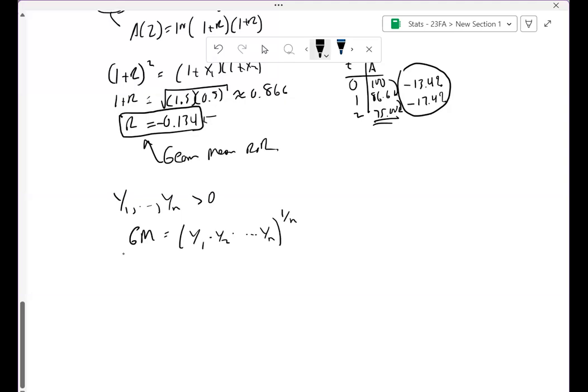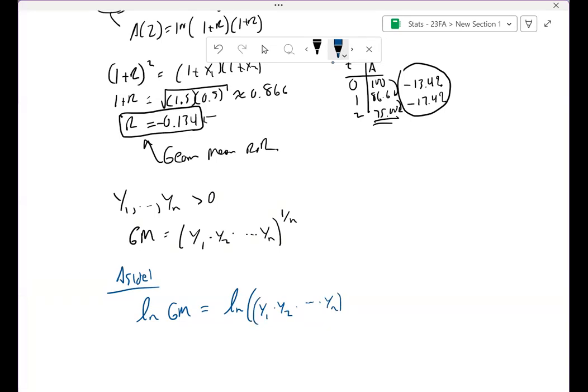Now, I am saying that this is a mean. We would expect it to be related in some way to the arithmetic mean. And it does turn out that this is related to the arithmetic mean. So this is kind of an aside. If we log the geometric mean, we log the product of y1 through yn to the 1 over n power.